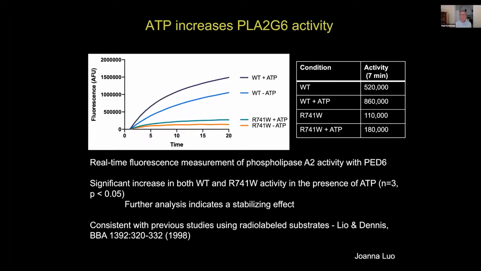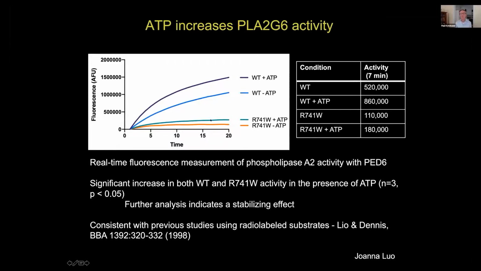So we can do real-time measurements. We can mix together enzyme preparations and phospholipid substrates, and measure activity. And one of the things we first looked at, in terms of a pharmacologic chaperone approach, is whether ATP has an effect. Previous studies from Dennis's lab had suggested this.